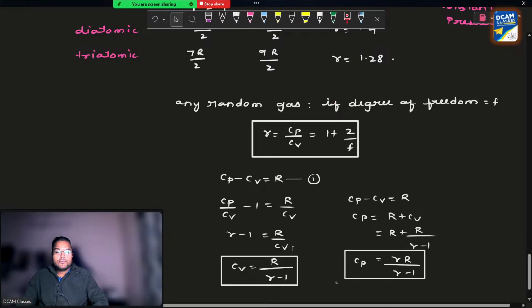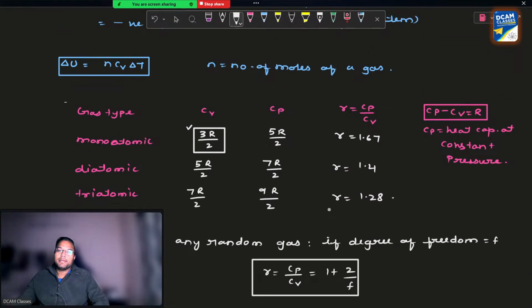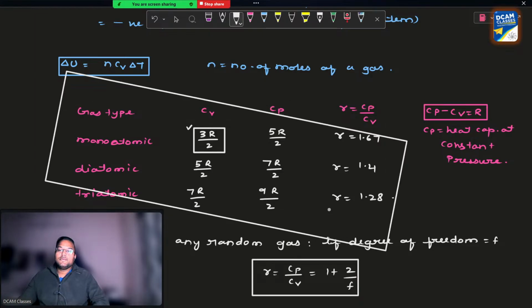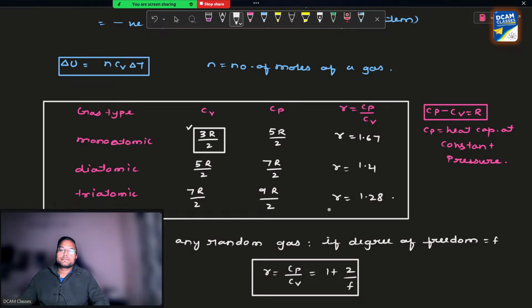Once you know gamma, you will be able to find out the Cp and Cv of any gas. But for the basic knowledge, you should know this table. It's very helpful. I even told you how to remember this one. Very easy to remember, actually. Not difficult.